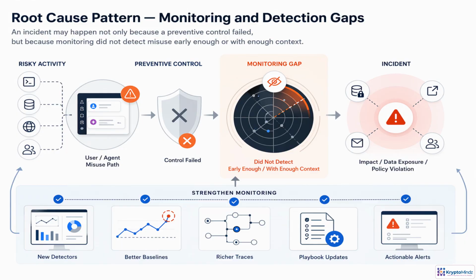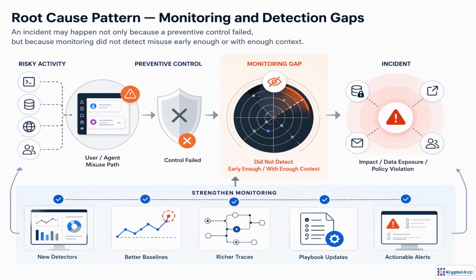Monitoring gaps become a root cause when misuse leaves signals, but those signals never become timely, actionable alerts. After an incident, ask what should have been noticed: risky tool combinations, abnormal data access, unusual destinations, or repeated policy warnings. Then test the alert pipeline.